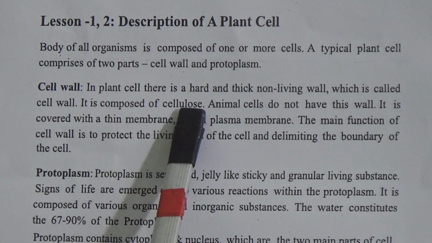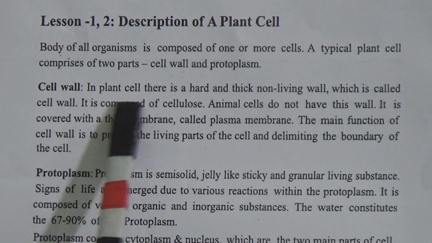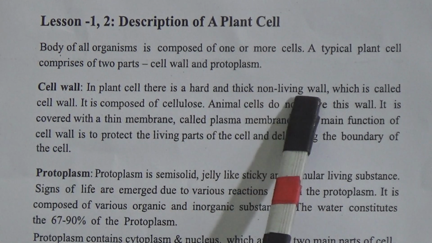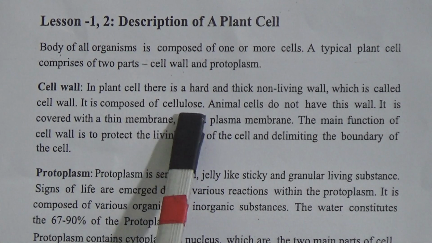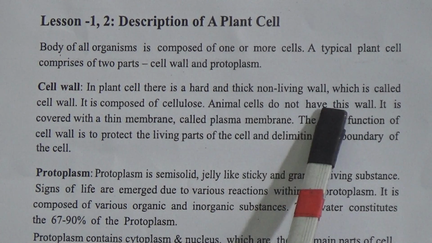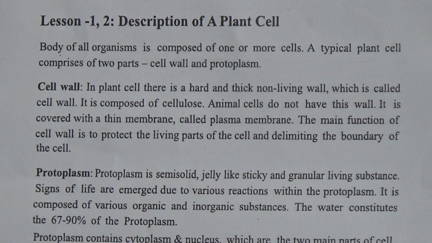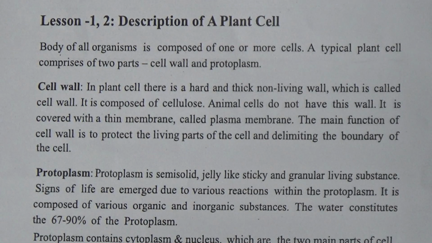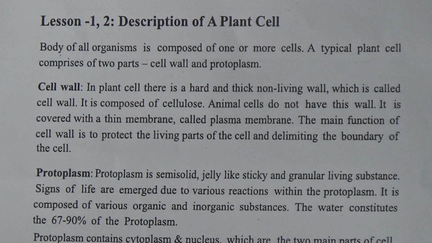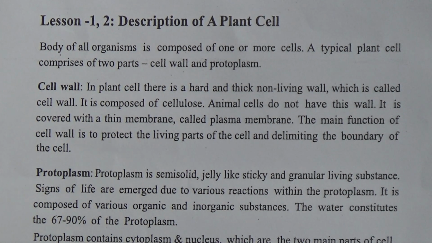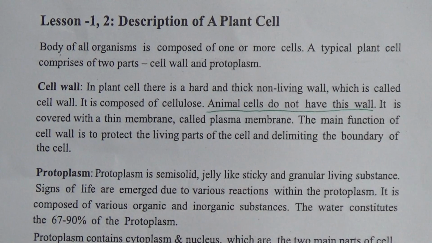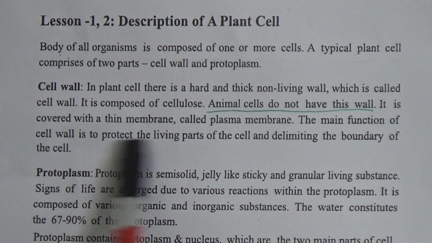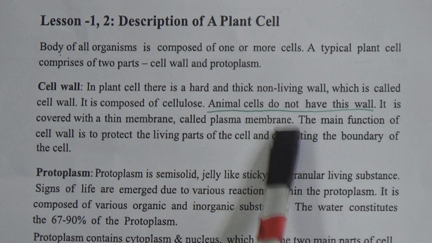Students, you can underline this line. In a plant cell, there is a hard and thick non-living wall which is called cell wall. It is composed of cellulose. Animal cell does not have this wall. Underline this line also. It is covered with a thin membrane. In animal cell, cell wall is absent. It is covered with a thin membrane called plasma membrane.